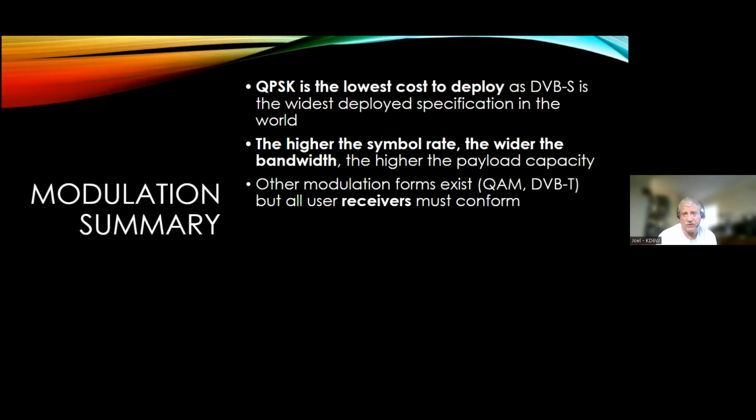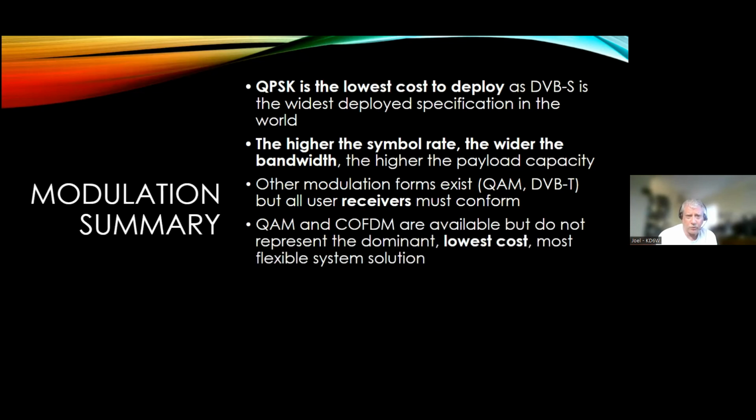Other modulation forms exist like QAM, which stands for Quadrature Amplitude Modulation. The other popular broadcast standard besides ATSC is DVB-T, which is used in Europe for terrestrial broadcast television. But all the receivers must conform. So you're either going to do QAM, or you're going to do QPSK, or you're going to do DVB-T. You have to pick one, okay?